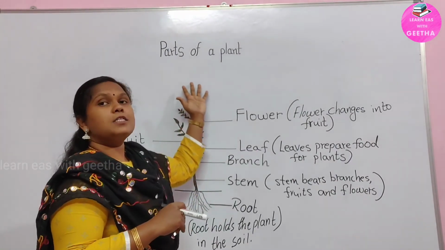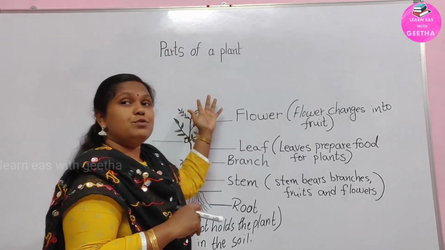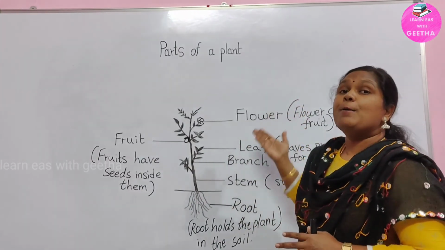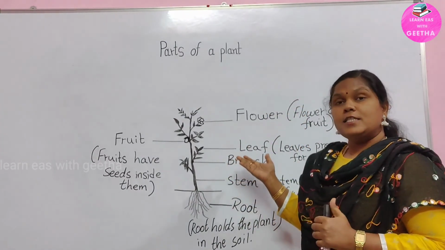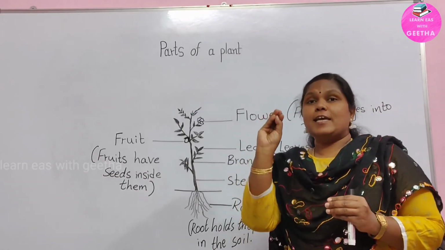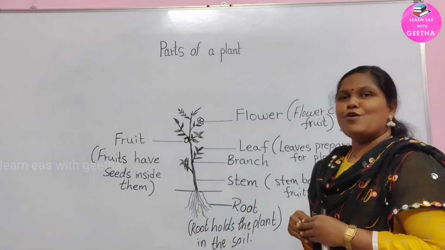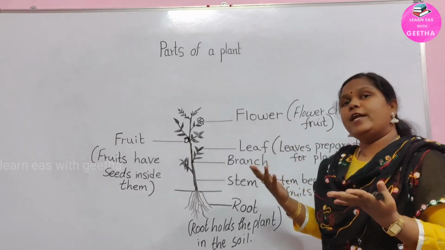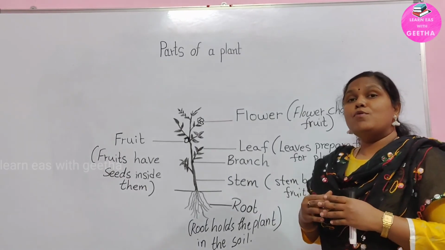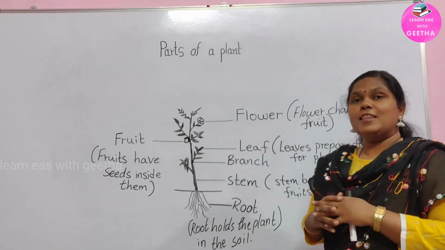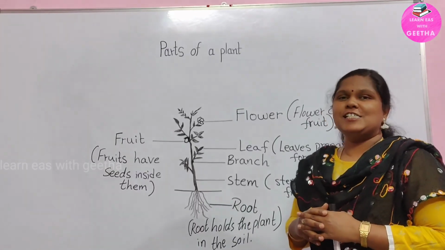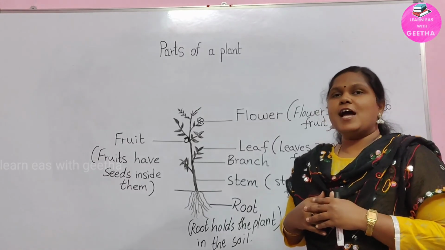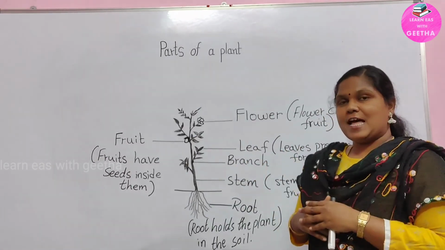These are the parts of a plant. Today what did we learn, children? We learned about parts of a plant. I said that there are different sizes and colors in flowers, isn't it? Yes. The biggest flower in the world is Rafflesia.